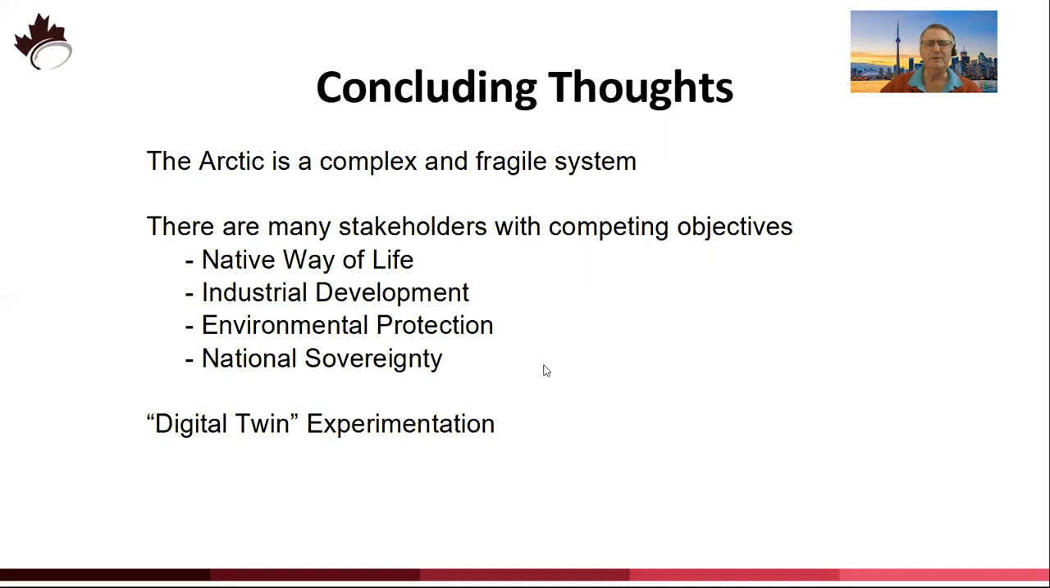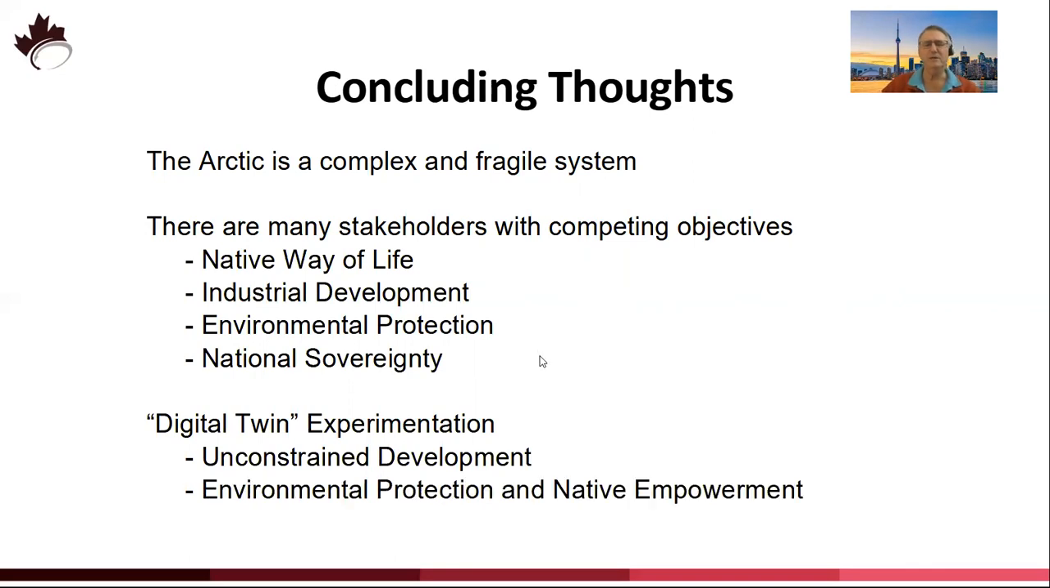And we developed a digital twin for policy experimentation. And we looked at unconstrained development and how that may be having a negative impact on the environment. And then we looked at the possibility of introducing alternative policies for environmental protection and native empowerment. And we found that some of these policy settings led to positive results, but many of them led to trade-offs between economic health and environmental well-being.